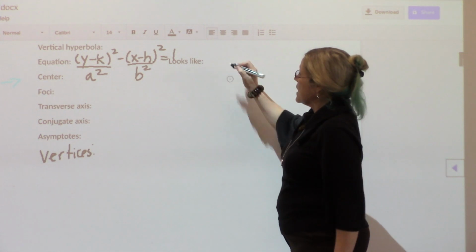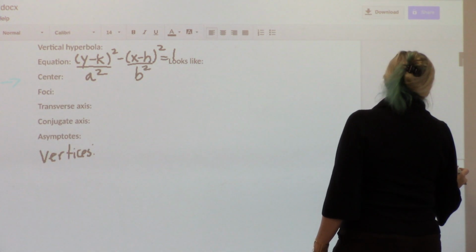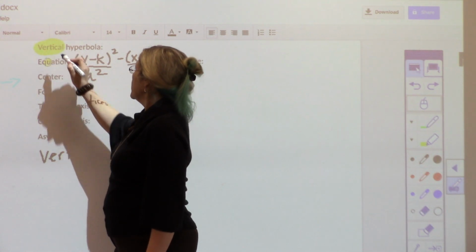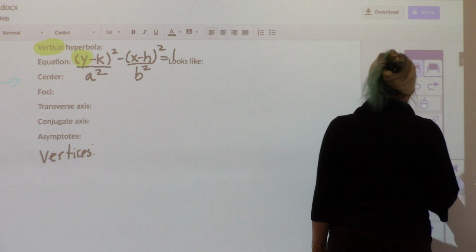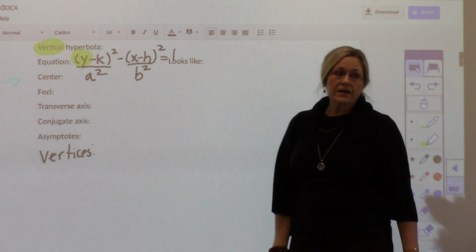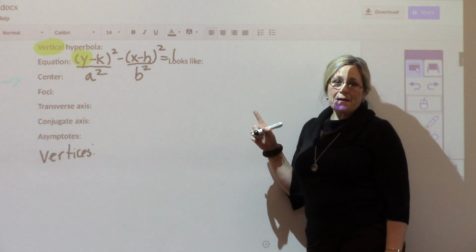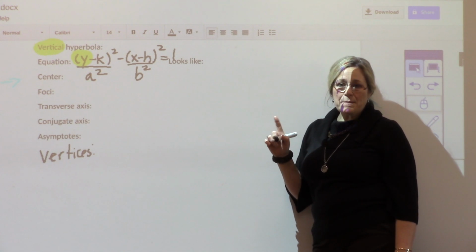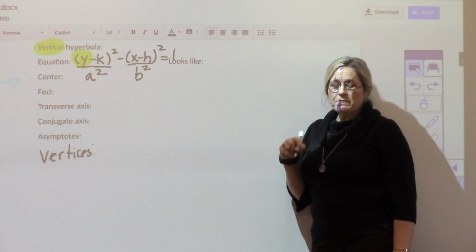So, let's talk about the fact that if this is vertical, let me point something out to you. Vertical, and what came first? Notice the y came first, didn't it? This is not like the ellipse in that you look for which one has the bigger number under it. It's whichever one comes first.